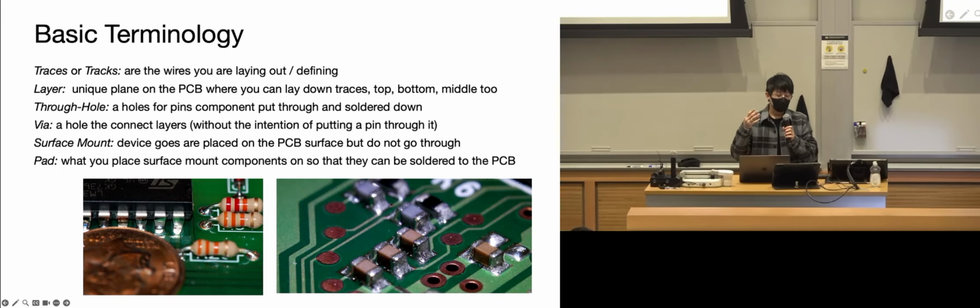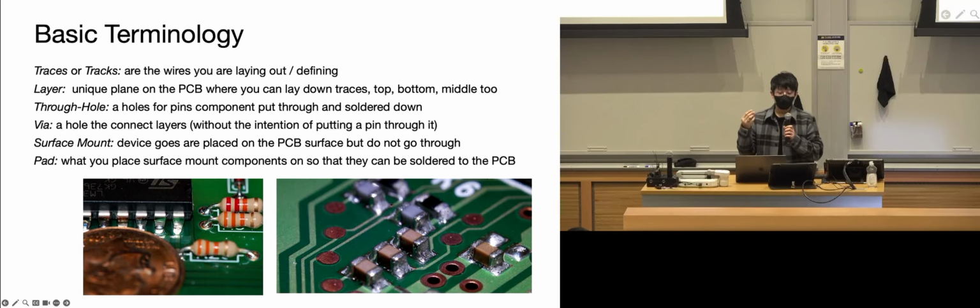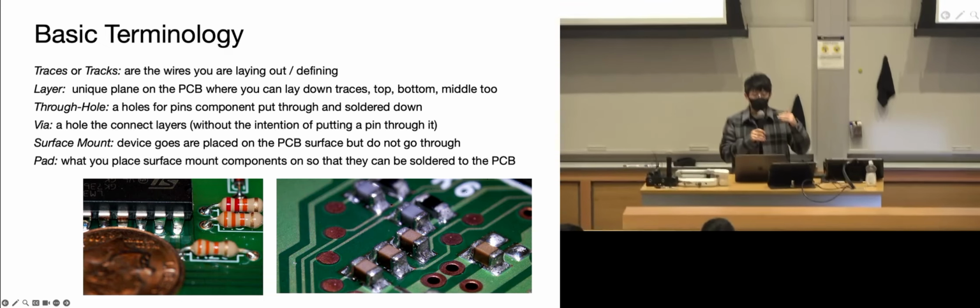So a via is a hole that connects different layers together. It's also a hole, but much smaller than the through holes you will see. The surface mount is basically all the surface mount packages, SMD components, however you call them, which are the devices or components that are placed on the PCB surface.